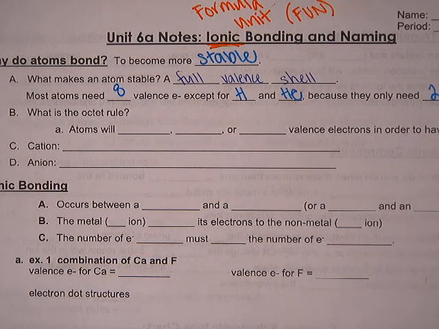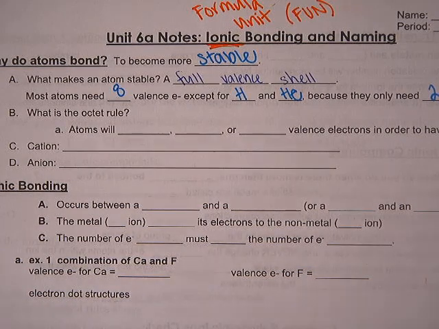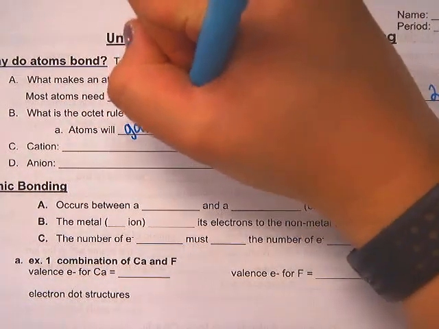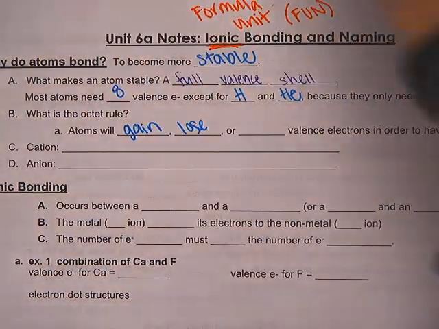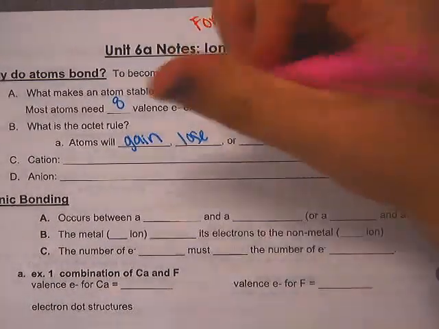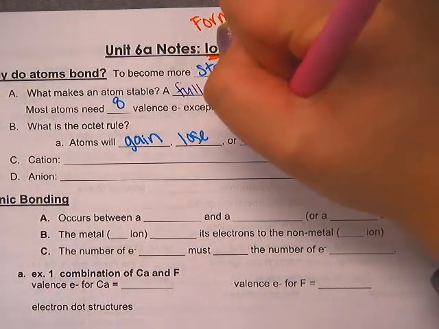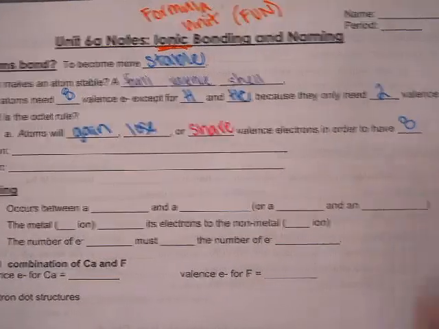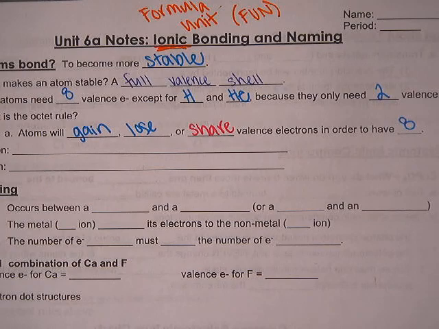All right, and then letter B says, what is the octet rule? We've also learned this one already. This says that atoms will blank, blank, or blank valence electrons. Gain, lose. Okay, I like those. Gain, lose, or the last one is share. Perfect. So I'm going to say gain, lose, or share valence electrons in order to have 8. So they're full shell, although sometimes that's 2.